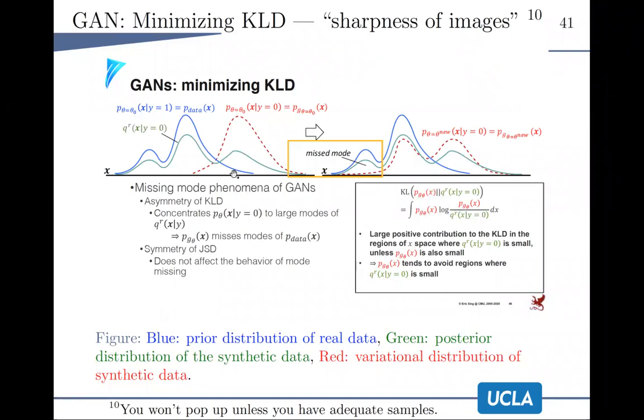And here I'm just using the color to name it. The blue one is the shape of the real data, and the green one is what we expect to see about the synthetic data, and the red one is what the synthetic data really looks like.